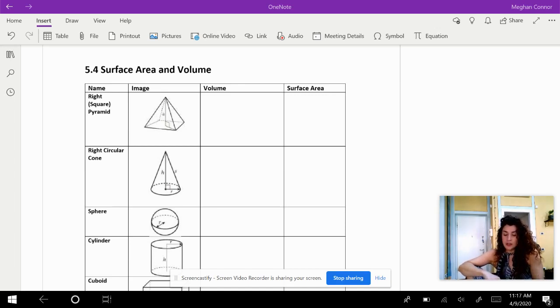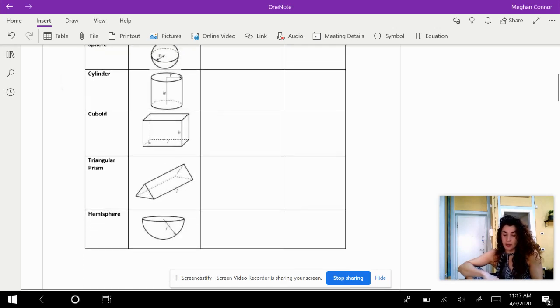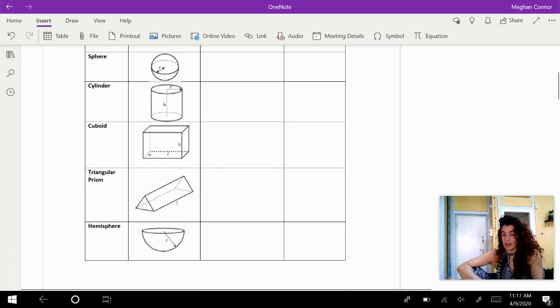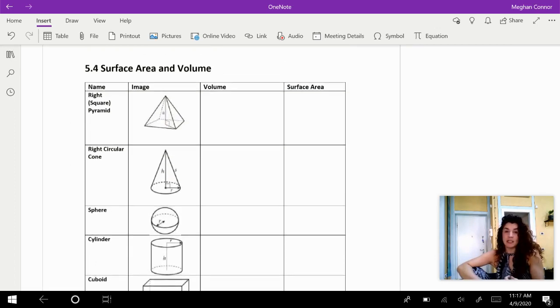Okay, so these are your generic shapes you can see on your front page. These are the generic shapes that you'll be talking about. They all have formulas. Some of them are on your formula packet and some of them are not. So I'll guide you through which ones are on your formula packet and how to do some of the ones that are not on your formula packet.